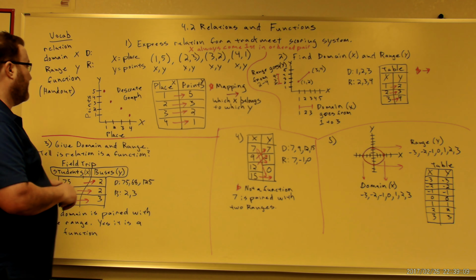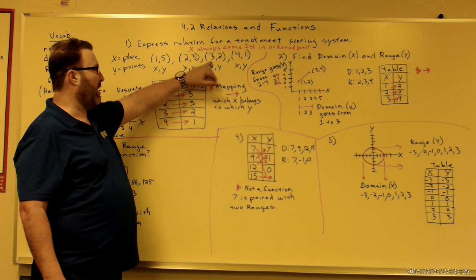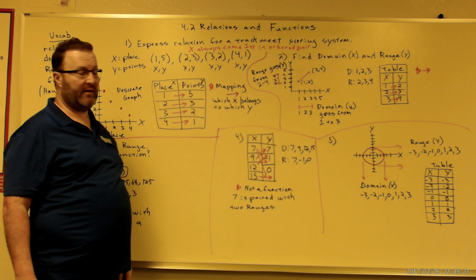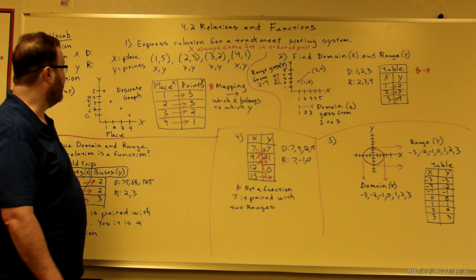Okay, so looking at this section, we're graphing, we're dealing with x and y's, domains, and ranges. Looking at this first example, we're expressing a relation of a track meet scoring system. For first place, it's 5 points. Second place, it's 3 points. Third place is 2 points, and fourth place is 1 point.